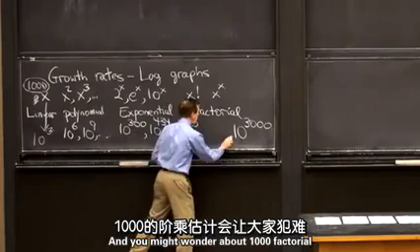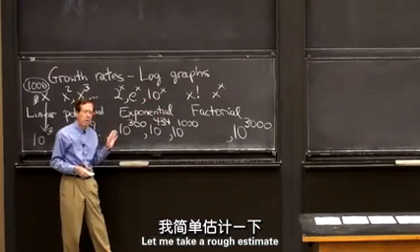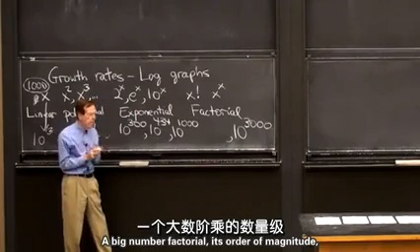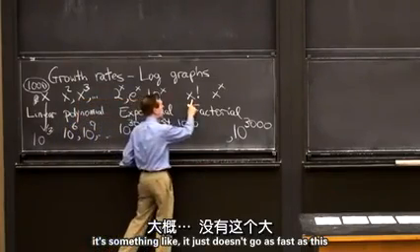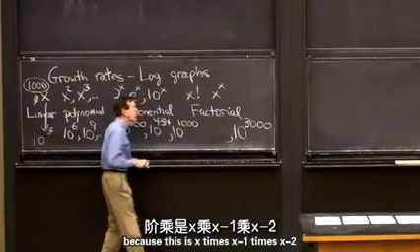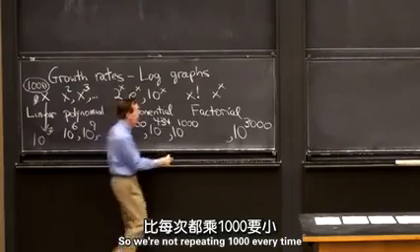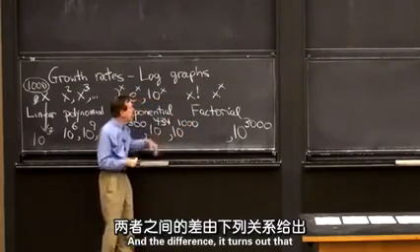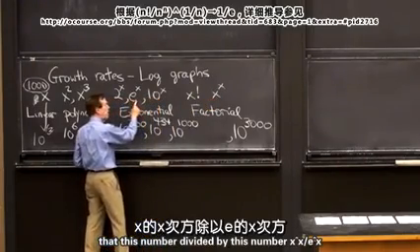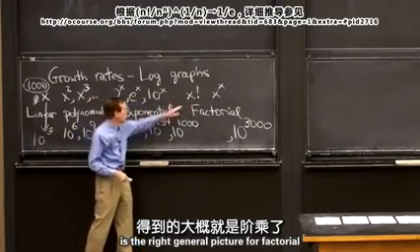And you might wonder about 1,000 factorial. Let me make a rough estimate. A big number of factorial, it doesn't grow as fast as this because this is x times x minus 1 times x minus 2, 1,000 times 999 times 998. So we're not repeating 1,000 every time. And the difference, it turns out that this number divided by this number, x to the x over e to the x, is the right general picture for factorial.